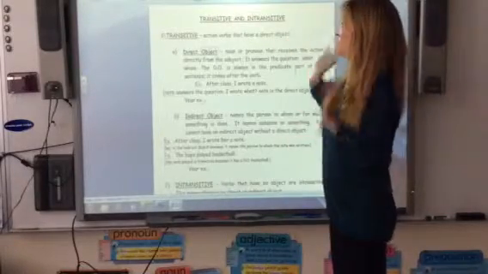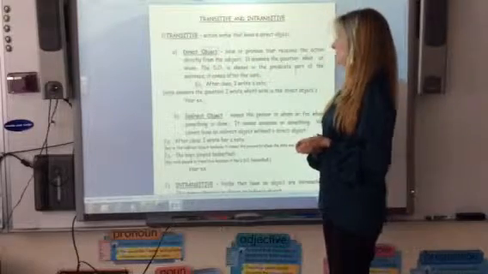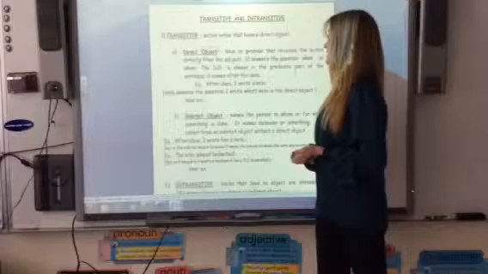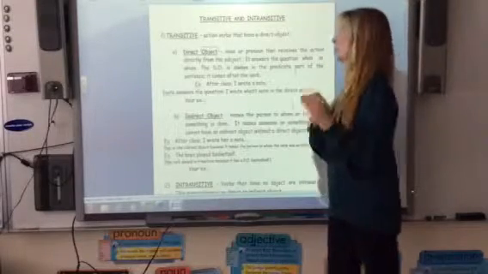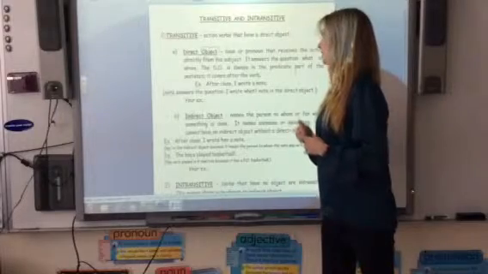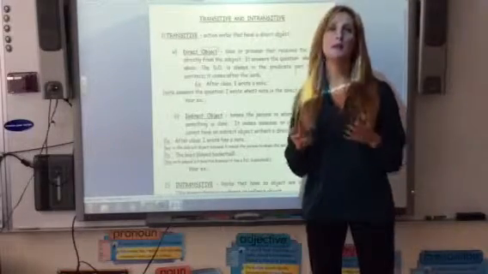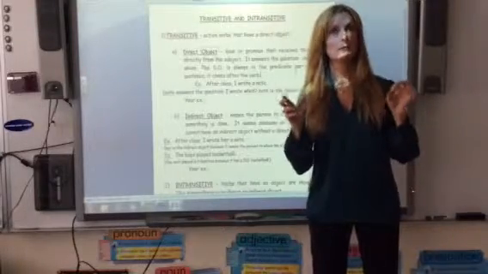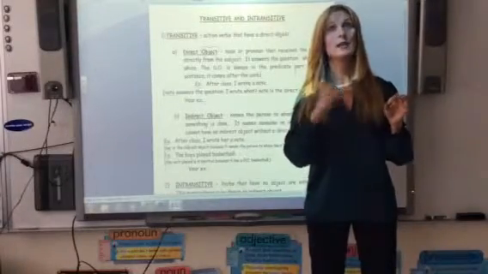So what is a direct object? Well, a direct object is a noun or pronoun that receives the action directly from the subject. It answers the question what or whom. The direct object is always in the predicate part of the sentence and it comes after the verb. So for direct object we get some information that comes after the verb.